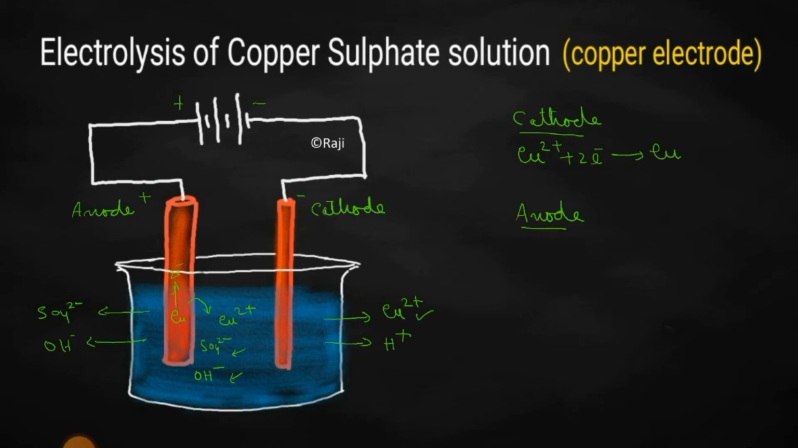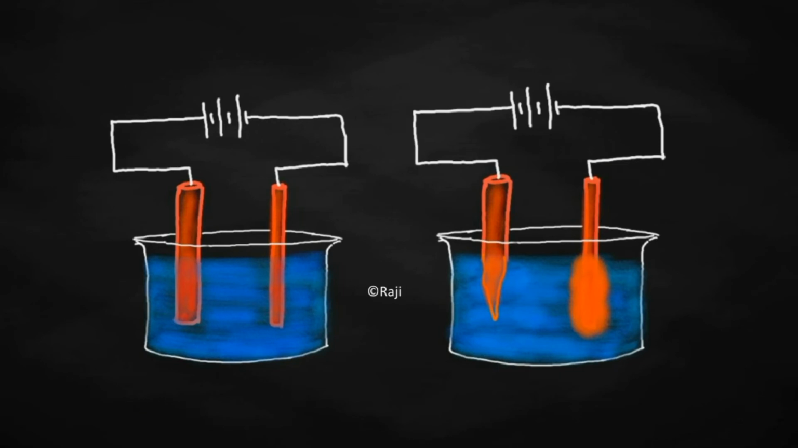So what will be the reaction taking place at the anode? Copper will give away 2 electrons and will be getting into the solution as Cu2+ ion. Got it, no? This picture will make the idea much clearer. Whenever you are electrolyzing this copper sulphate solution using copper electrode, what will be the observation at the cathode? There is no difference at all. Copper metal will be getting deposited at the cathode.